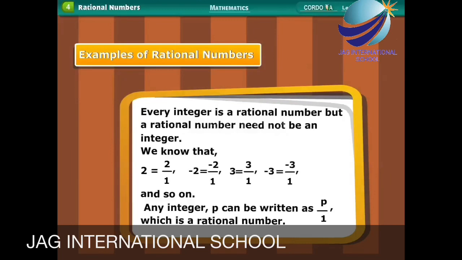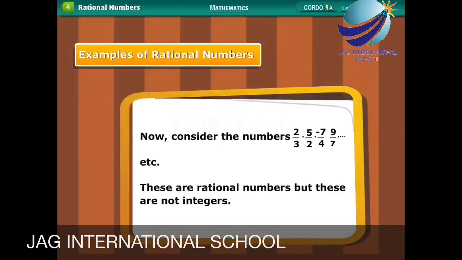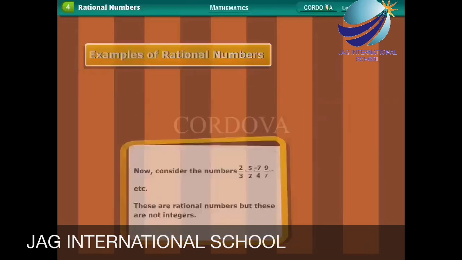Every integer is a rational number, but a rational number need not be an integer. We know that 2 is equal to 2 upon 1, -2 is equal to -2 upon 1, 3 is equal to 3 upon 1, -3 is equal to -3 upon 1, and so on. Any integer p can be written as p upon 1, which is a rational number. Now, consider the numbers 2 upon 3, 5 upon 2, -7 upon 4, 9 upon 7, etc. These are rational numbers, but these are not integers.